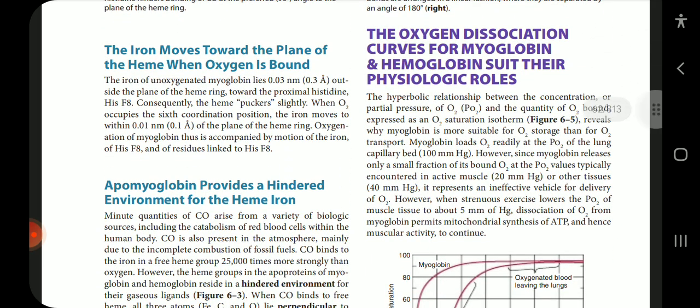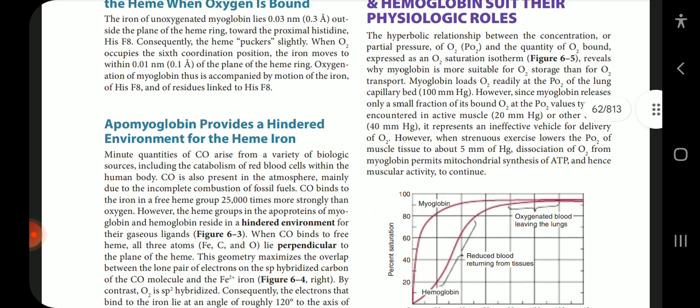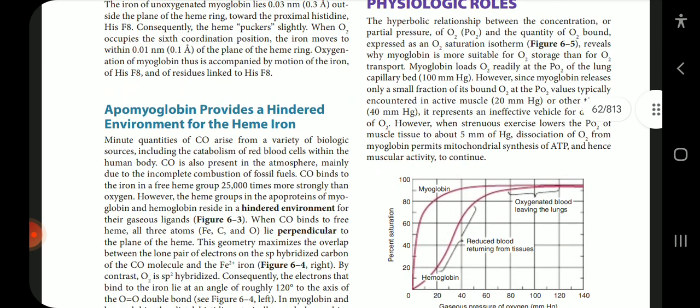The oxygen dissociation curves for myoglobin and hemoglobin suit their physiological roles. The hyperbolic relationship between the concentration or partial pressure of O2, PO2, and the quantity of O2 bound, expressed as the O2 saturation isotherm, reveals why myoglobin is more suitable for O2 storage than for O2 transport. Myoglobin loads O2 readily at the PO2 of the lung capillary bed, 100 mmHg.